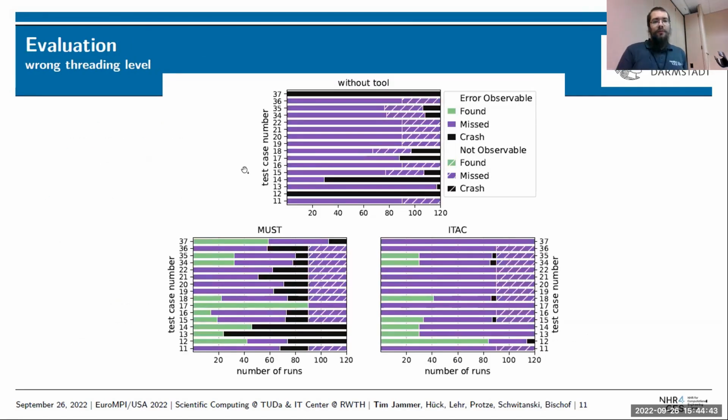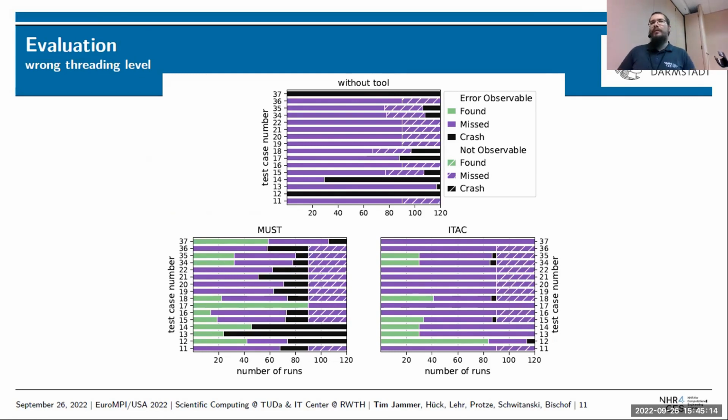Here you have the different test case numbers, and each test case is executed multiple times. For some executions, the correctness tool detects that there is an error and reports it. For some executions, unfortunately, the ordering of the operations was not recognized as erroneous by the tool. For some executions, the error may have been so bad that the tool and the MPI implementation crashed.